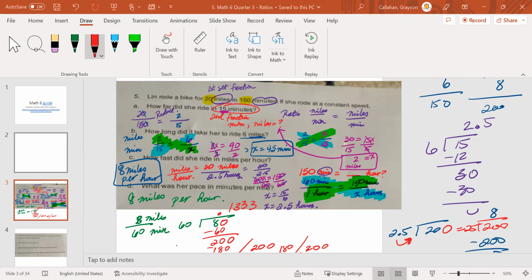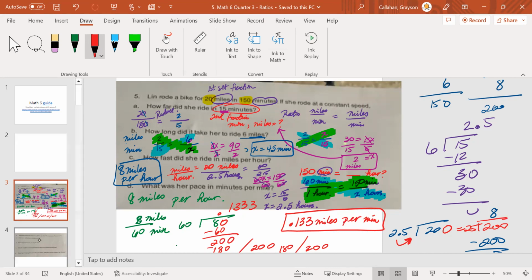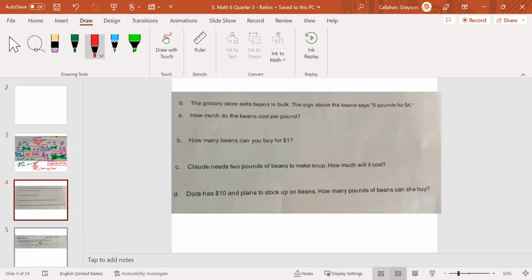So your answer for what is her pace per minute per mile is going to be 0.133 miles per minute, because we took the miles per hour, which is 8 miles per hour, and we divided by 60, which is 60 minutes, right? So that's your answer there. All right, that was a really hard question. So that's not an easy question there.